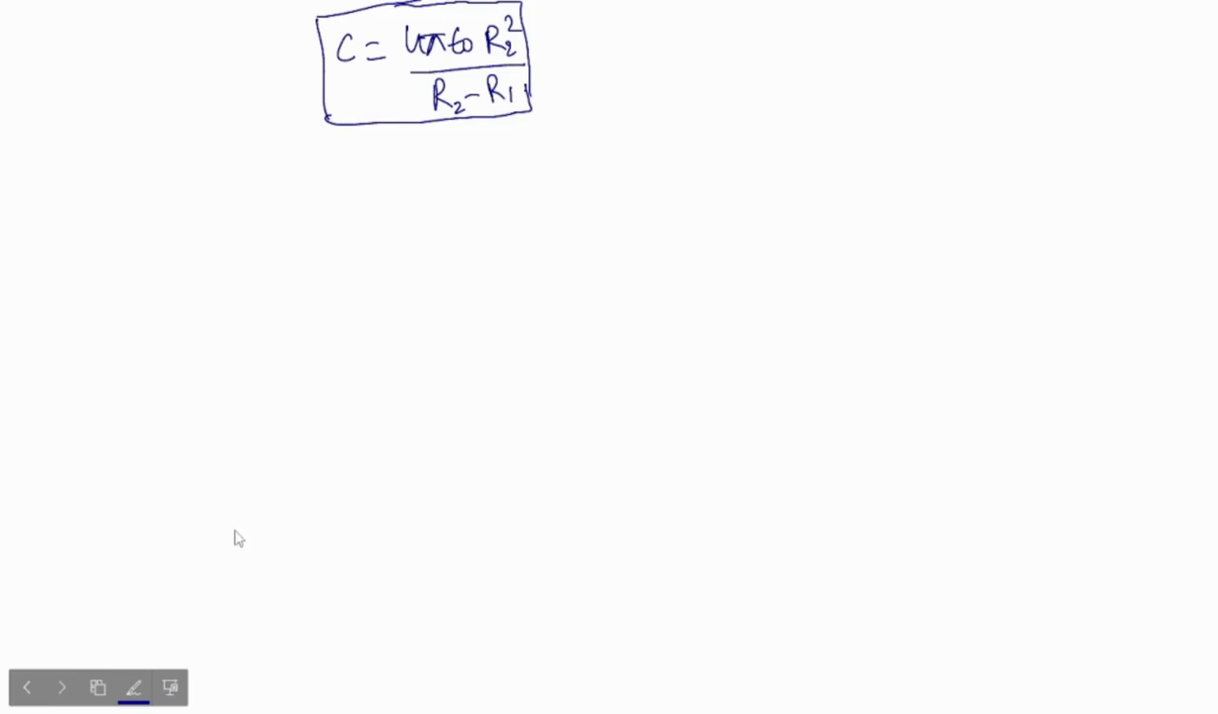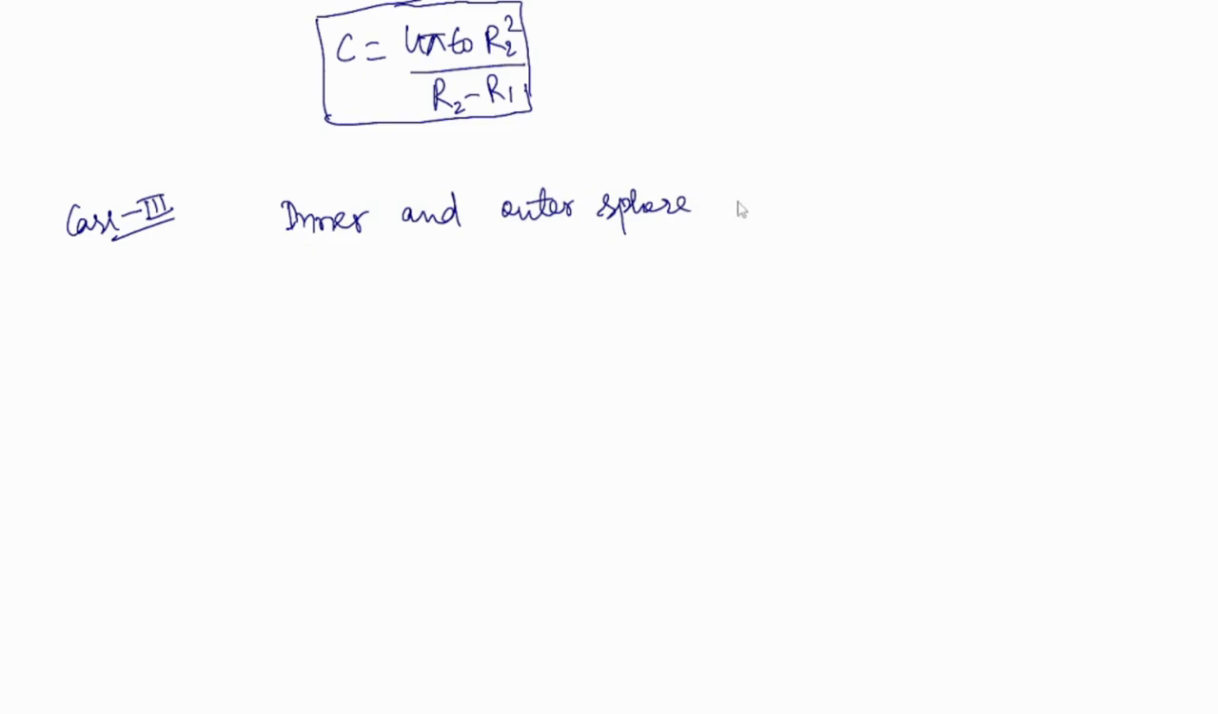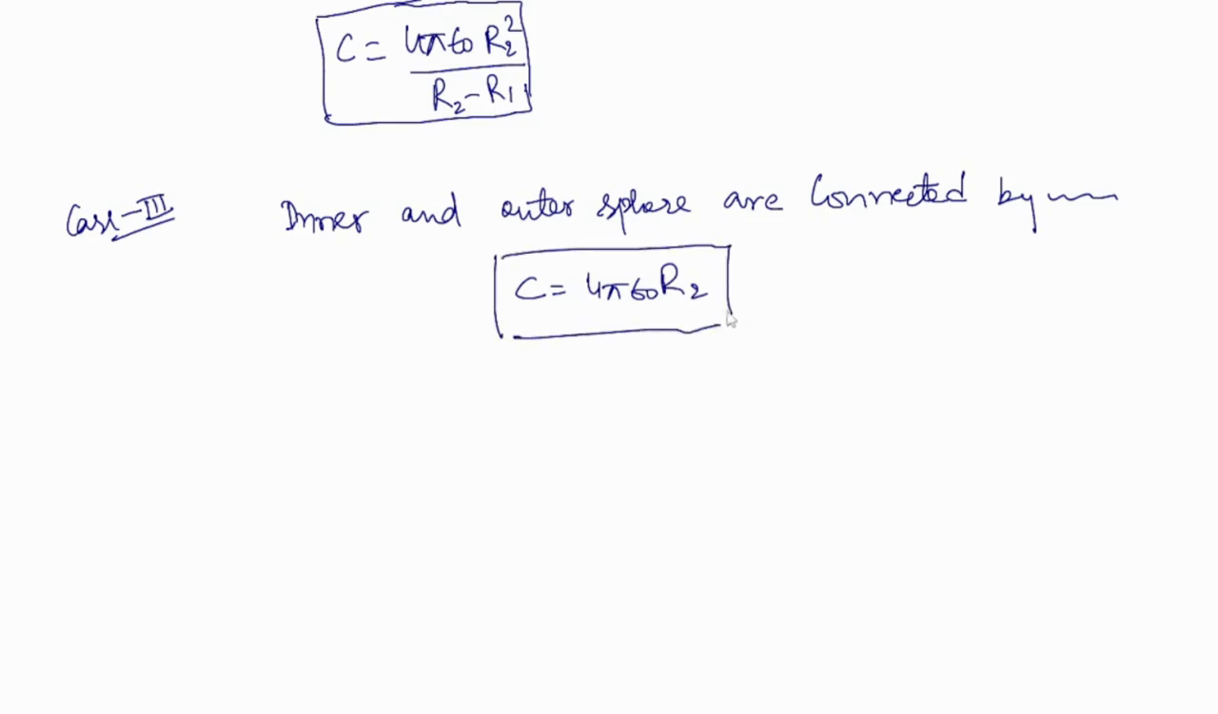Now the third case, when the inner and outer spheres are connected by means of a conductive wire. Then what will be the capacitance? It will actually be C is equal to 4 pi epsilon naught R2, where R2 is the radius of the outer sphere.